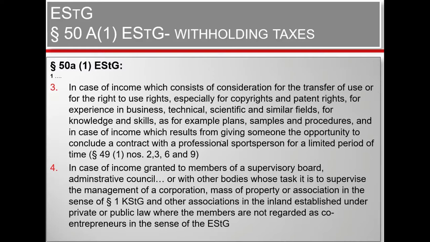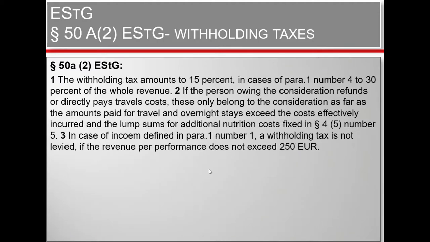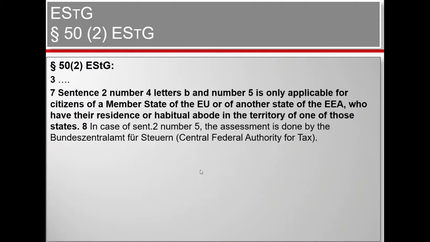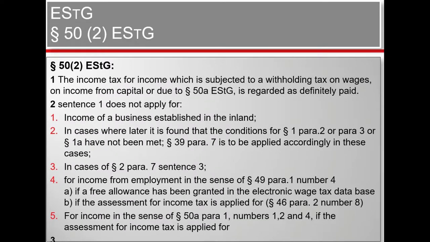Now let's check if it really was 15%. Therefore, we have to look to paragraph 50a, 2. And indeed, 15%. Only in cases of number 4, that was supervisory board fees, 30%. We could already try to find out if perhaps we have an option to reduce the withholding tax, or to know first if it is in principle definitive. And for this, simply look back. Paragraph 50, we had this here.